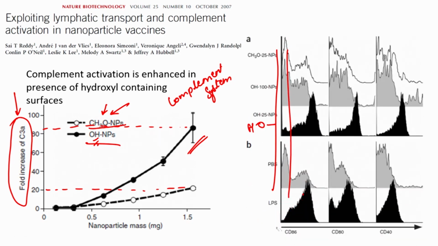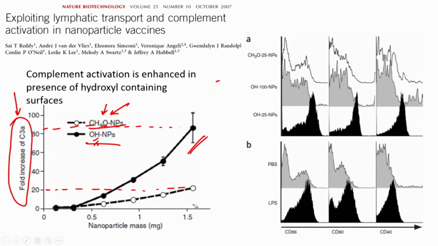And this is then looked into further. What you are seeing here is, you have 100 nanometer particles with hydroxyl, 25 nanometer particles with hydroxyl, and 25 nanometer particles with OCH3. What you are looking at is the activation of your cells, in this case your antigen presenting cells, and these are activation markers. CD86, CD80 and CD40 are all activation markers that get upregulated if the immune response is activated through various PAMPs, the pathogen derived factors and all.